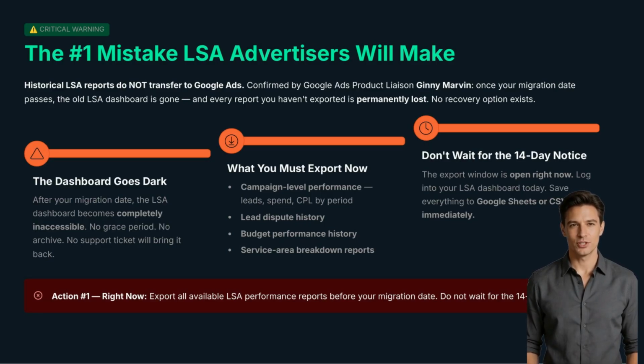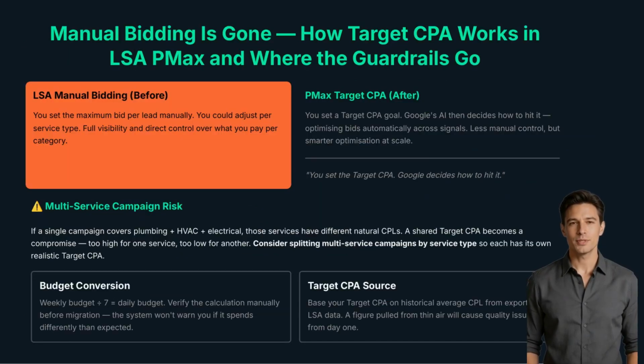The 14-day window is not enough time if you're also trying to set up conversion tracking, calculate target CPA, and restructure multi-service campaigns simultaneously. The data export needs to happen now, separately, before anything else. With manual bidding gone, understanding how target CPA works in the new system determines whether your cost per lead stays predictable or becomes a variable you're reacting to after the fact.